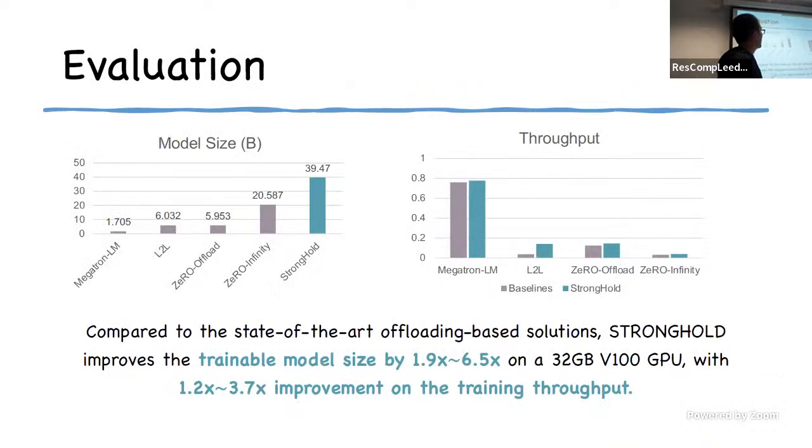So this is one of our evaluation results. The first bar is the baseline without the offloading actions, and the next three bars are the existing works with offloading actions. And this is our work, and we can train about 23 times larger model than the baseline, and about 1.9 times and 6.5 times larger model than existing work. And this is the throughput. Throughput means performance. In our work, we also keep the performance, with 1.2 times and 3.9 times improvement on the training throughput.